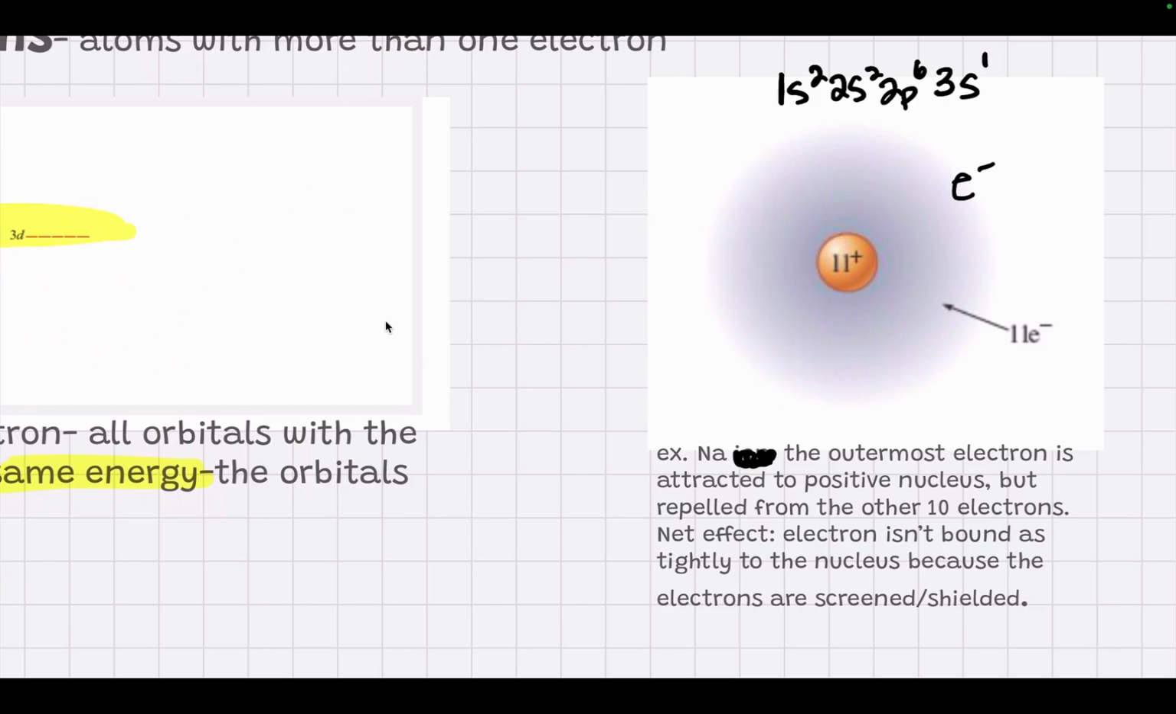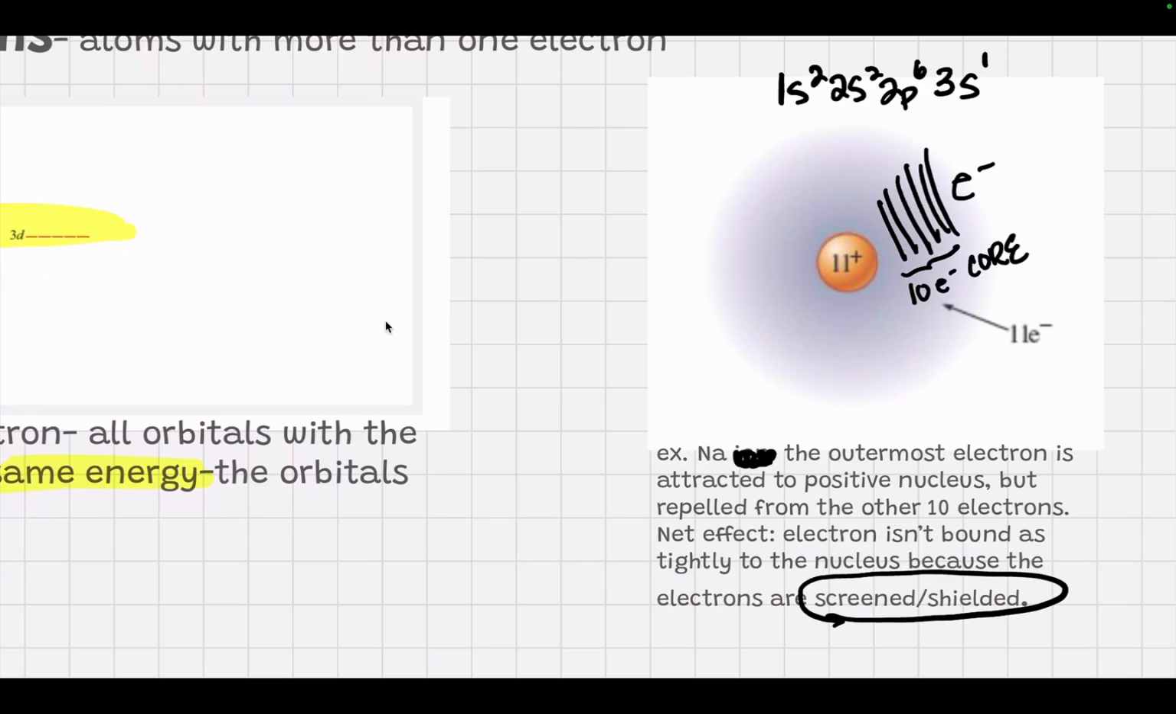That electron has another 10 electrons in between. And these 10 core electrons are getting in the way of that electron feeling the full charge of that positive nucleus. So that electron is not bound as tightly as some of the inner electrons are. We say that outer electron is being screened or shielded from the nucleus, not feeling the full effect of the nucleus. Not only are those electrons in the way, they're also repelling each other, including that one electron, because they're all negative.